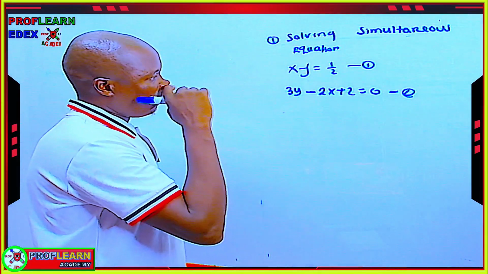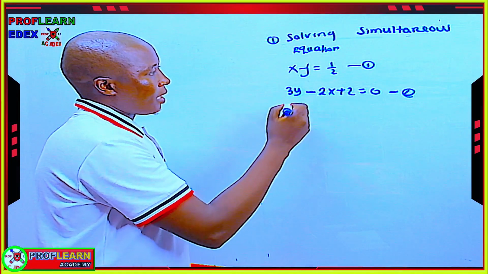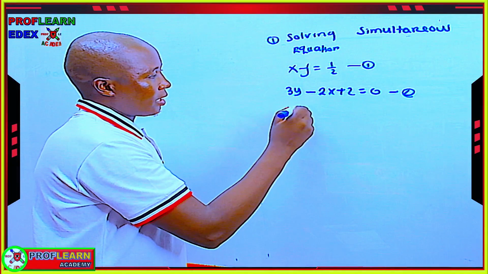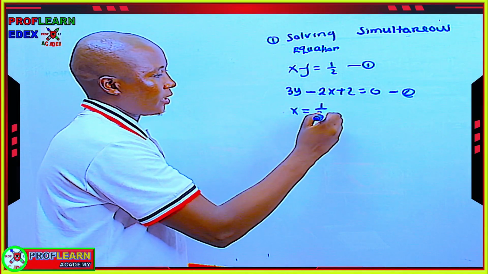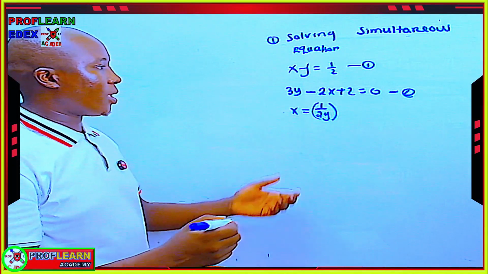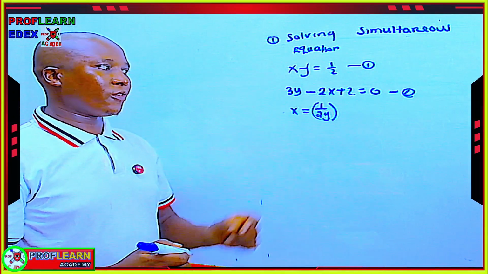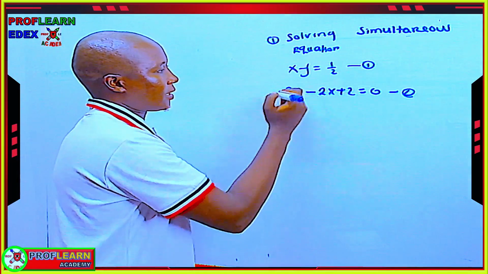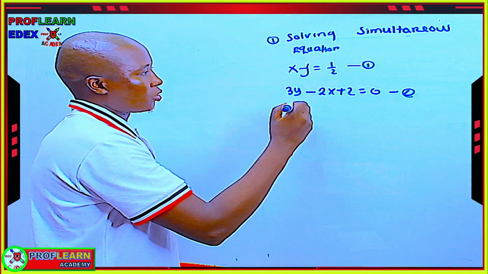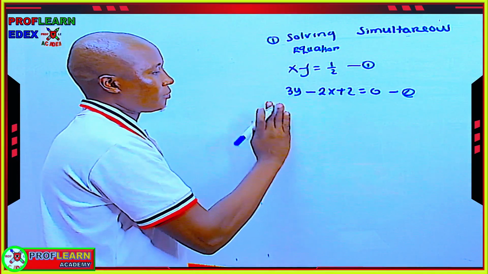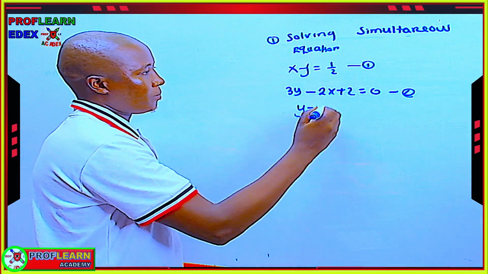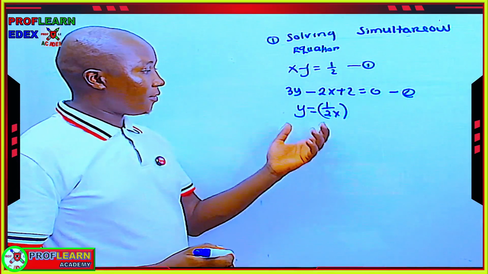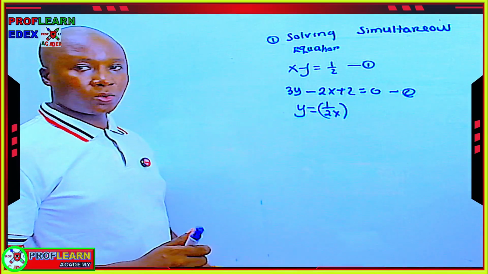From here we can see that we can substitute for y or x, and we can say x = 1/(2y), meaning anywhere we have x, we substitute 1/(2y). Alternatively, we can decide that y is going to be 1/(2x), meaning anywhere you have the value of y, you substitute this.